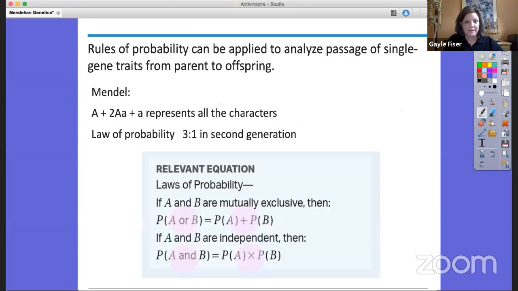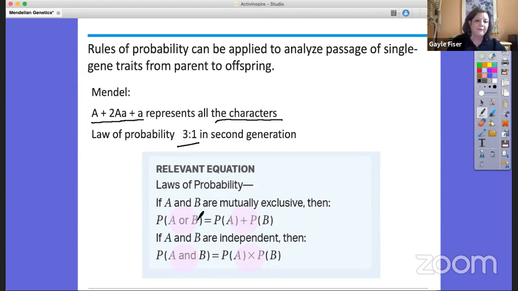Okay. All right, so rules of probability can be applied to analyze passage of single gene traits from parent to offspring. Mendel, in his paper, actually had this uppercase A, let's just say big A plus 2 big A and little a plus little a represents all the characters of this organism. And as we talk about the laws of probability, we're going to talk about how we figure out the probability of having what, besides just having this 3-to-1 number in our heads.